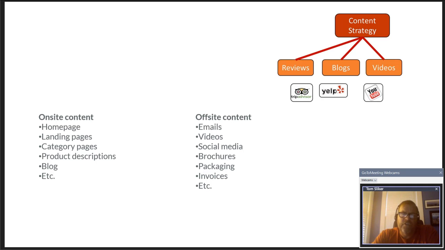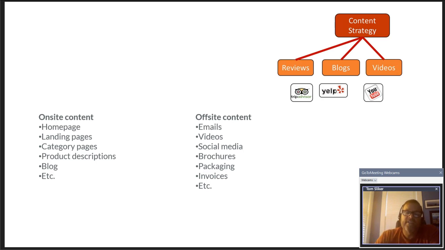On the content, the chart that I have, we talk about reviews, blogs, and videos, but really content can be much more than that. I saw this chart and I thought it was worth mentioning. It's just a different way of looking at content, but you have your on-site content, which of course is anything on the website, the home page, landing pages, category pages, product descriptions. These are all things that are on the site itself. And then you have this off-site. So you've got your emails and videos and social media and so forth.